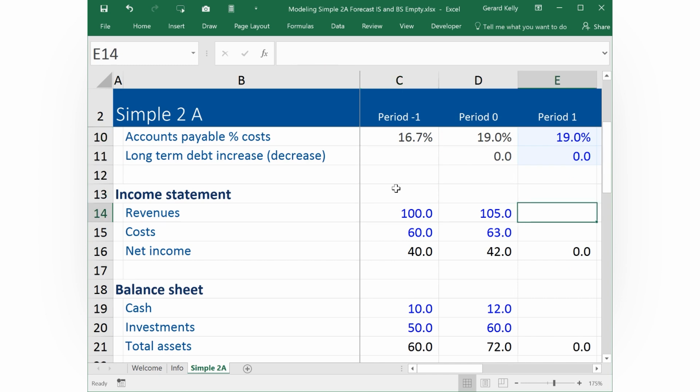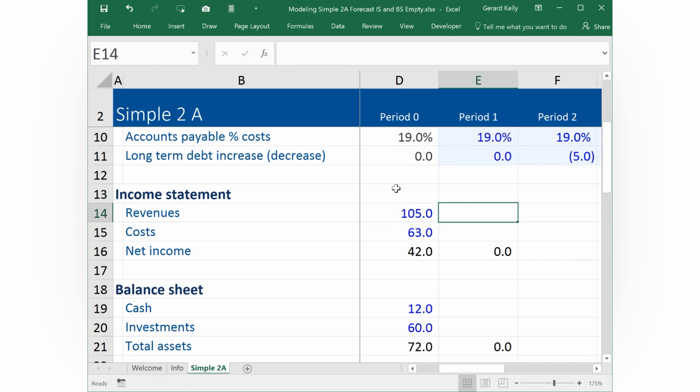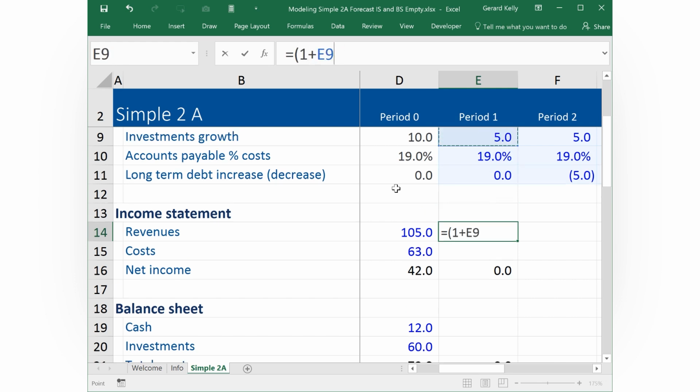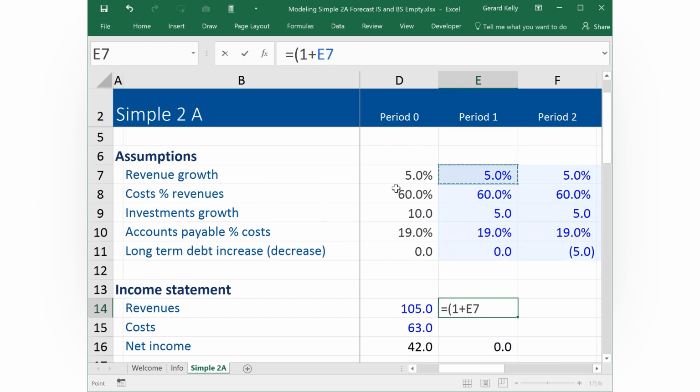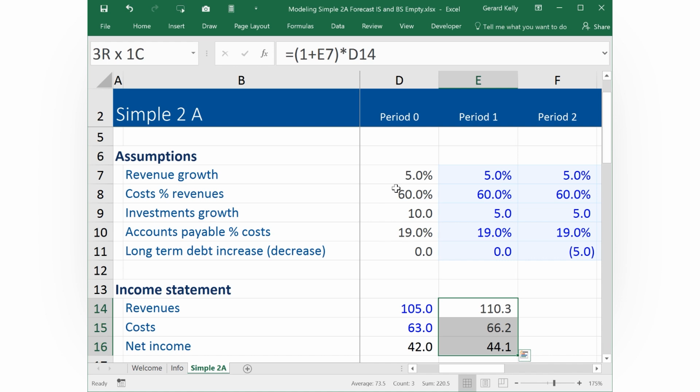I now want to start forecasting period 1. So I press equals, open brackets, 1 plus. Why have I done that? Well, I know that I have revenue growth as my assumption. So 1 plus 5%, multiply that by last year, I'll add 5% onto last year, 5% growth. My costs, if I look at the assumption, is 60% of revenues, net income automatically calculated. Great, I can now copy those to the right.